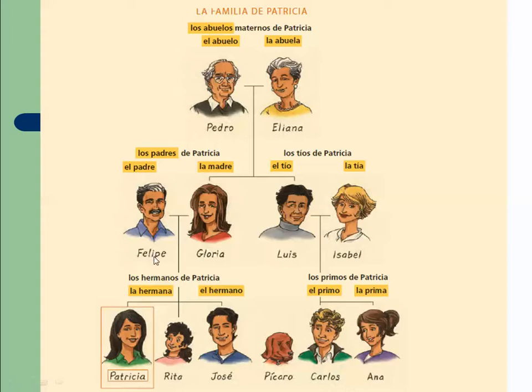So Felipe is el padre, the dad, de Patricia. So if you wrote that down, it would be Felipe es el padre de Patricia. So Felipe is the father of Patricia. Felipe es el padre de Patricia. So repeat after me. Felipe es el padre de Patricia.